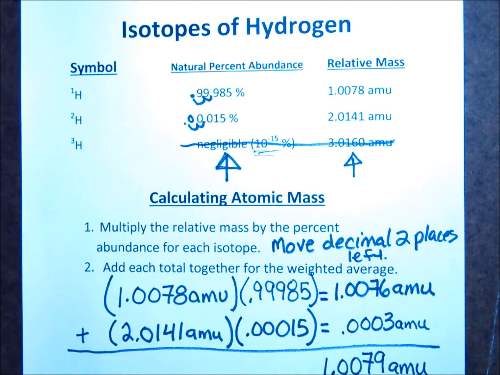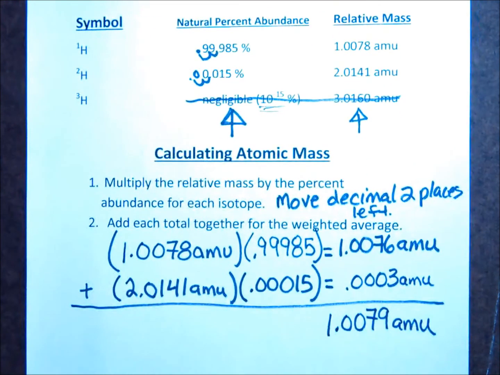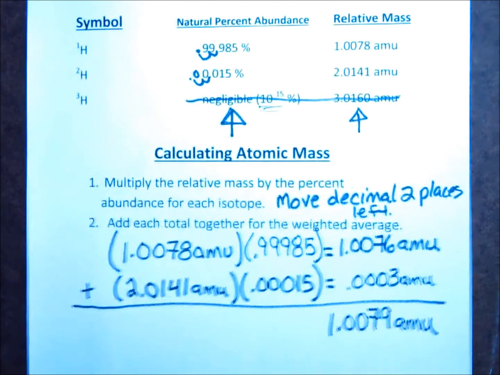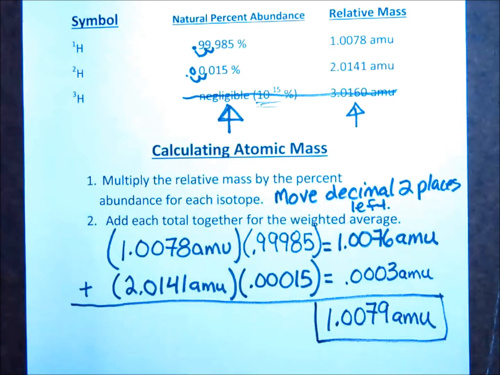And if you take a moment to grab your periodic table and take a look at the atomic mass for hydrogen that's on that periodic table, you'll see that it does come out to that number right there.